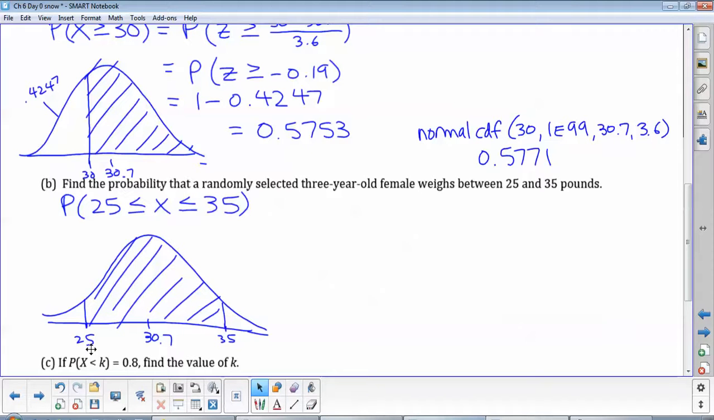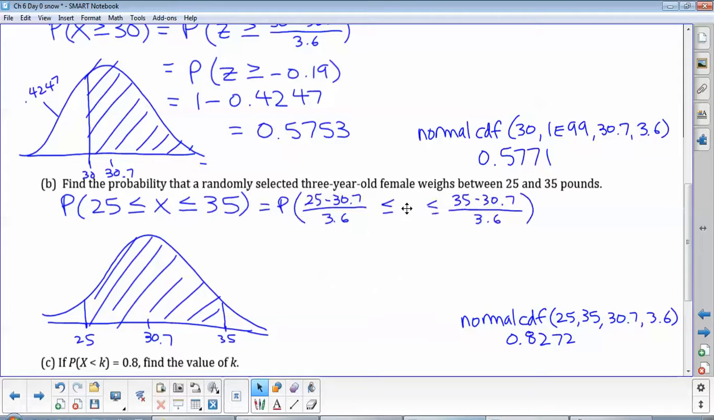So I want to find lower bound 25, upper bound 35, with that particular mean and standard deviation, and hopefully you got an answer. Now again, if it's a free response problem, you need to show a little bit more work. You want to show how to change these to z-scores. So again, subtract the mean, divide by standard deviation. And of course, you're going to get some numbers for these things.